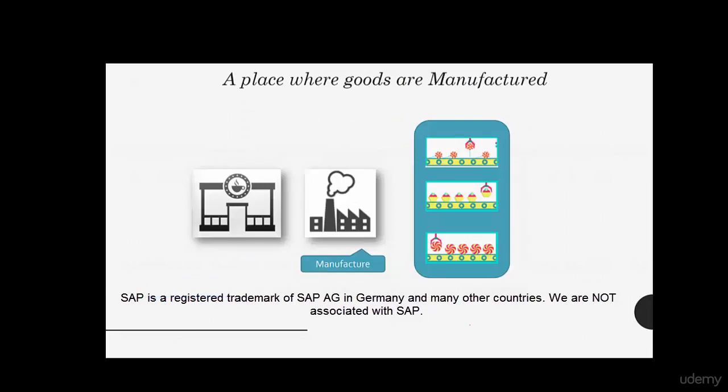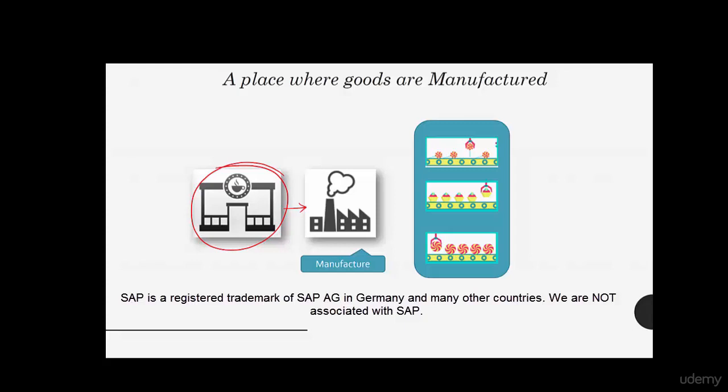So what is a plant? A plant is a place where goods are manufactured. So this is your coffee shop, right? Each coffee shop could be associated with one or more plants. Why do you need a plant for a coffee store? You don't just sell coffee, right? You sell some pastry, you sell some bread maybe, or you sell some stuff, right, along with your coffee.